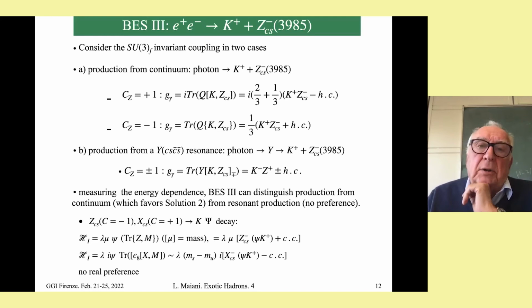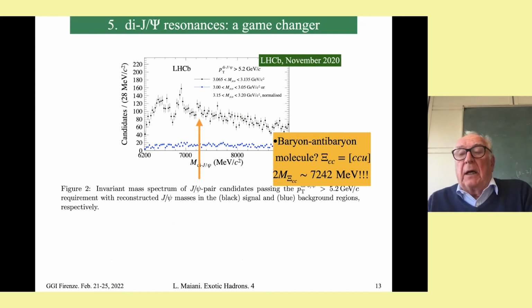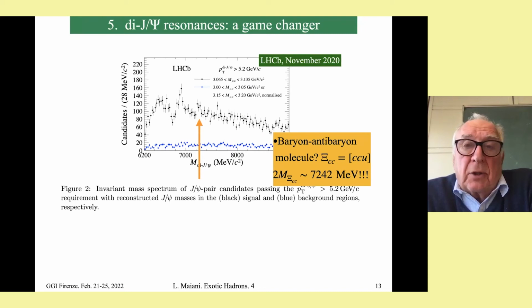I simply want to say that at the moment, we don't know if we can distinguish between what is called solution one and solution two by the experiments. The answer is at the moment, we cannot. But in principle, by measuring the energy dependence of the BESIII cross-section, we could do that. I would now go to the second part of my lecture and discuss the double J/psi resonances, which have been a very surprising result.